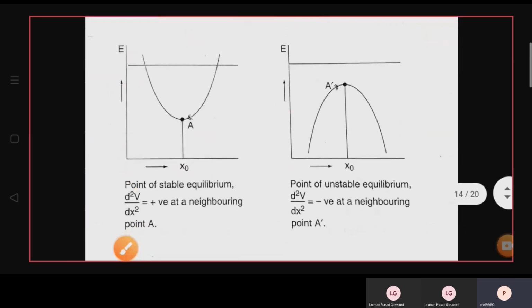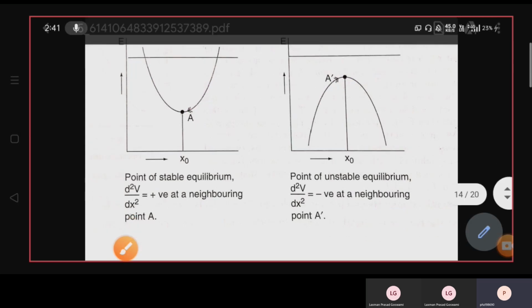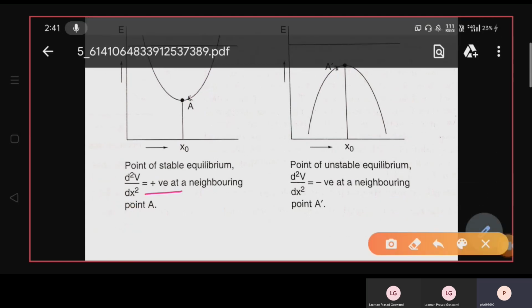Look here, this is the point of stable equilibrium, because whichever way it goes away, it will again try to come back. And this is the point of unstable equilibrium, because if you just disturb or perturb the system very slightly, it won't come back to this point. It will go away, whether to this side or this side. At the point of stable equilibrium, d2V/dx2 is positive, and at the point of unstable equilibrium, d2V/dx2 is negative.